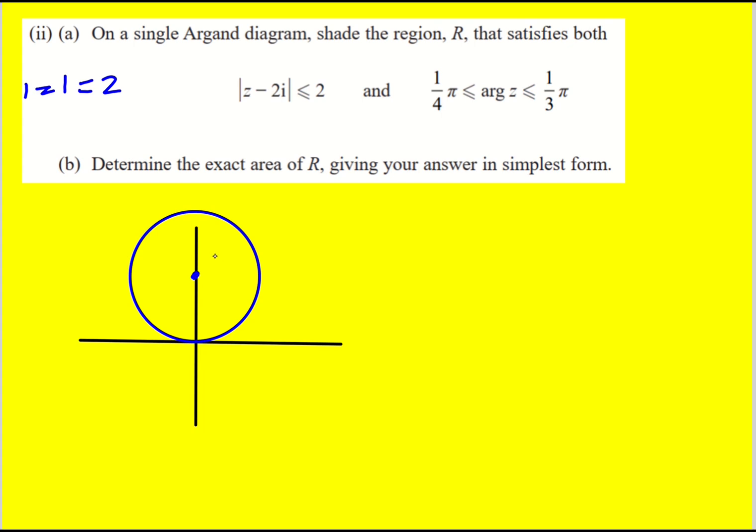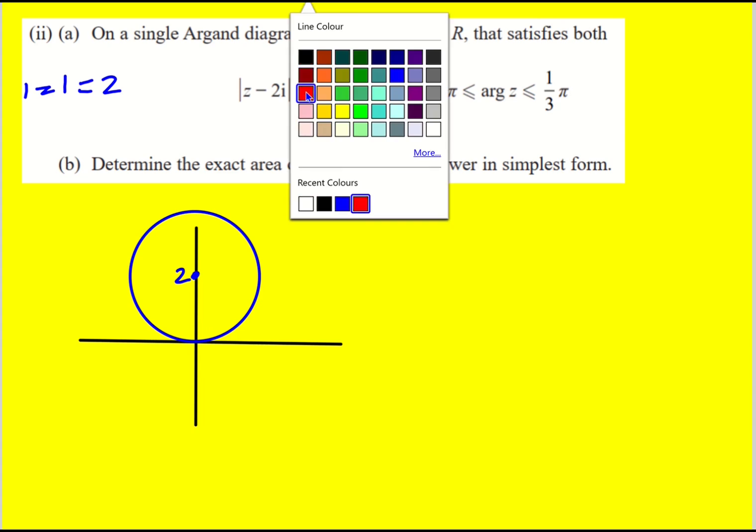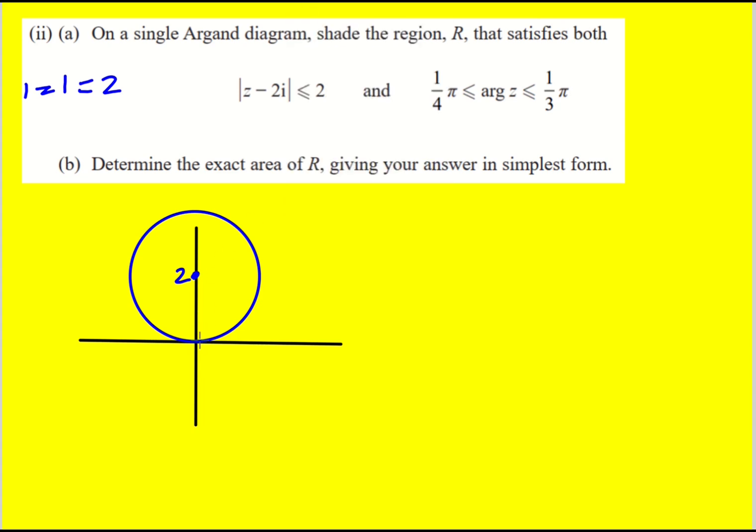And we'll just put the center on. It's going to be at 2. Okay, I'm not going to shade it yet because we've got this other one to deal with. The argument of z, okay, no translations this time. We're going to be drawing lines from the origin.